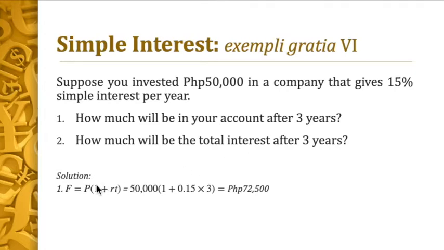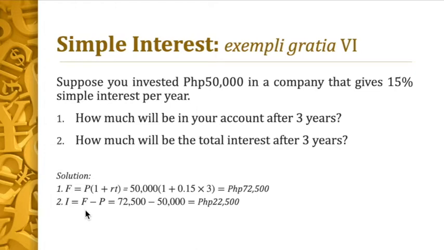Okay, so we know that F is equal to P plus I, right? The future value is equal to the present value plus your interest. Now let's try to twist the formula. So if F equals P plus I, try to imagine transposing the P to the other side. So we will have this formula here: I equals F minus P.